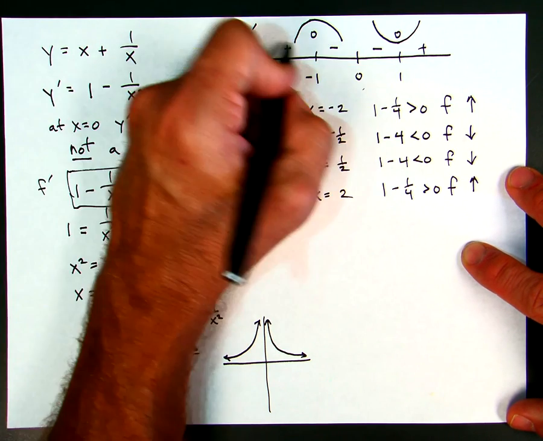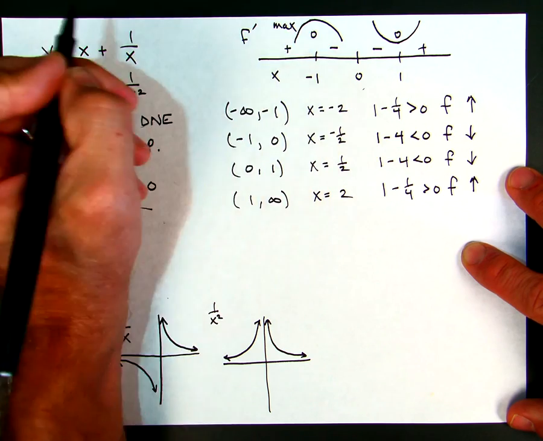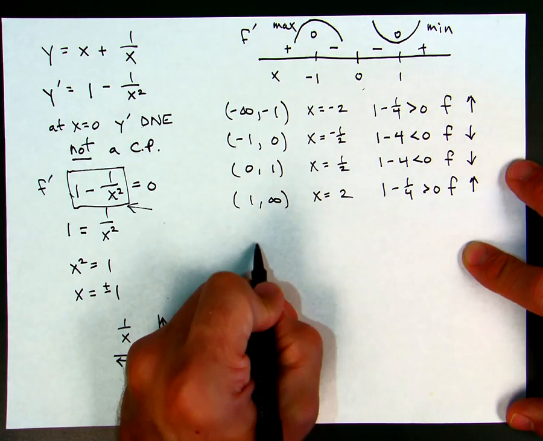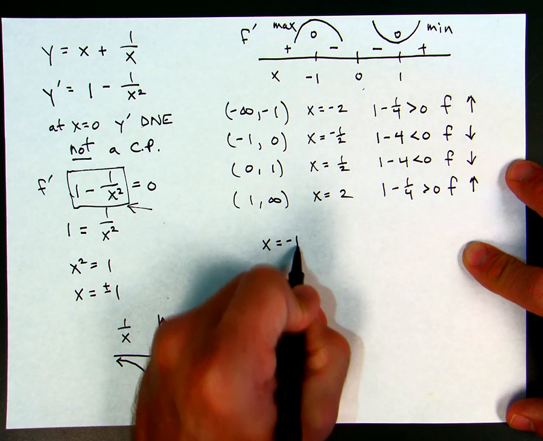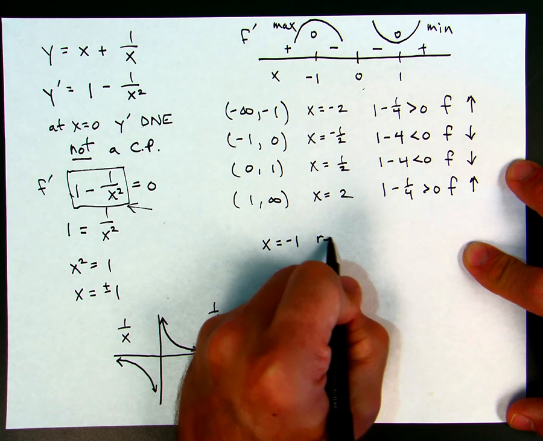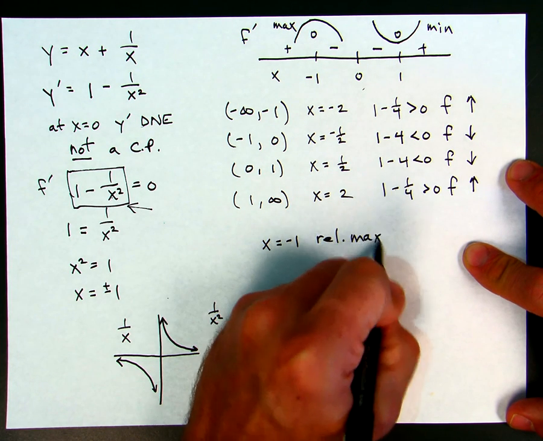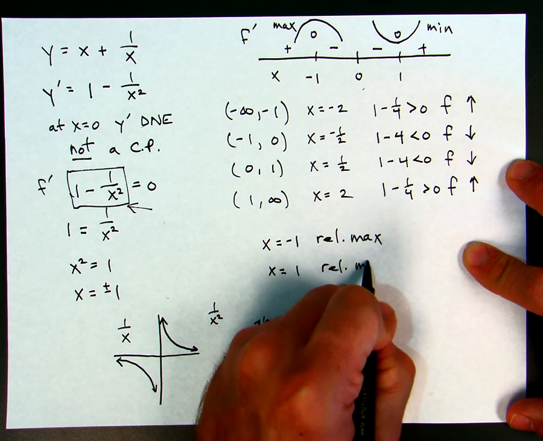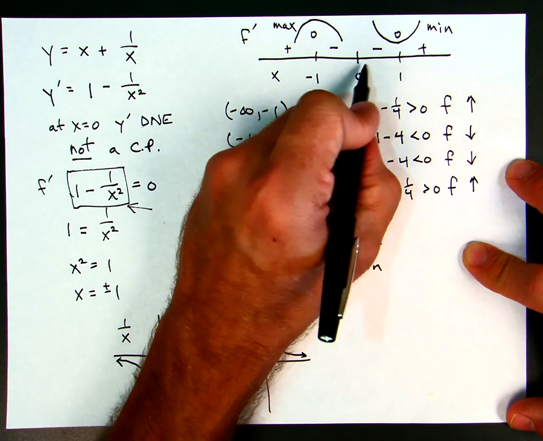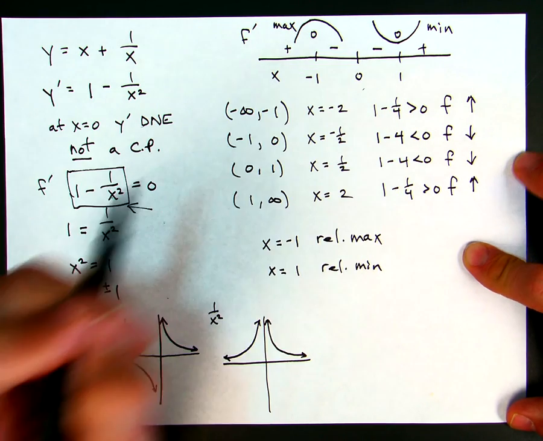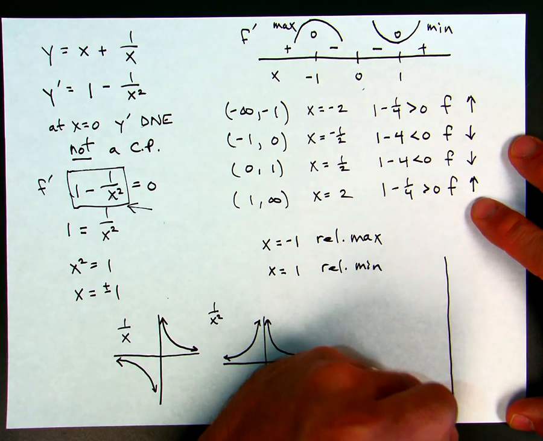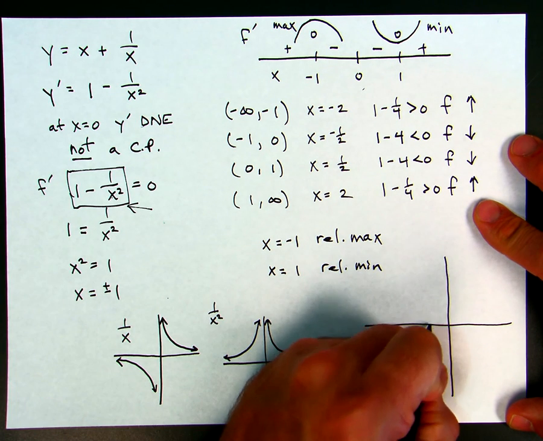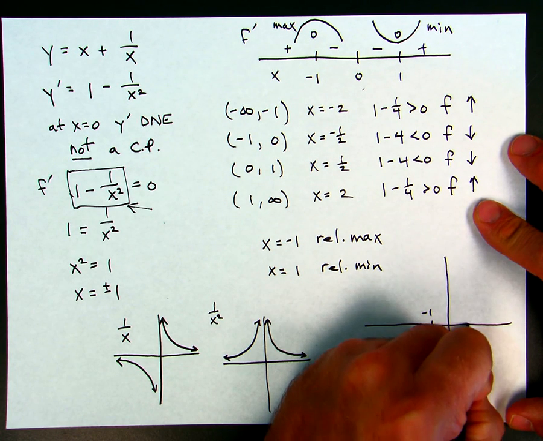So here, clearly, I'm going to have a maximum. Here, I'm going to have a minimum. So at x equals -1, I have a relative maximum, and at x equals +1, I have a relative minimum. And at 0, nothing is going on, right? It was decreasing, it was decreasing. In fact, if you were to look at the graph of this function, our relative maximum will occur at -1 and our relative minimum occurs at +1.